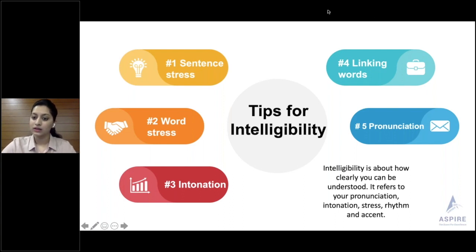Linking words. So, show the ability to link words together naturally. For example, there is no space when you say "in an hour", but if you say "in an hour" with gaps, that's not right.